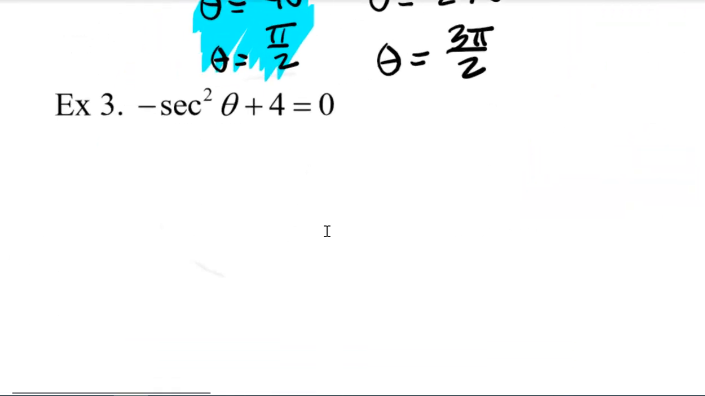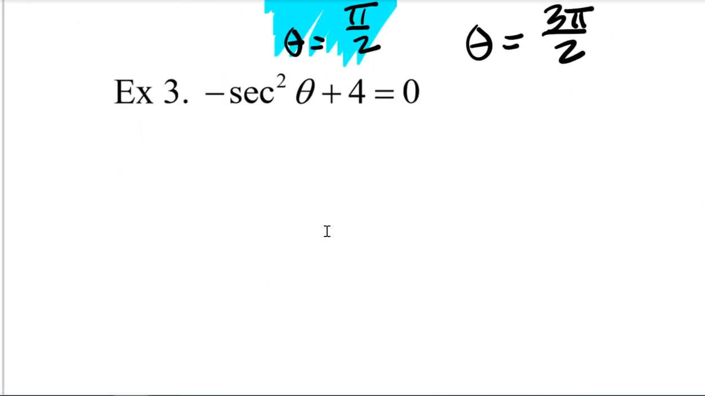So let's just take a look at example 3. This is very, very similar to the other problems that we've already done together. You want to isolate your trig function. Now notice there's a negative sign in front of that trig function, so that'll be something we have to contend with. First we'll start by moving over the negative 4. When you move over the negative 4, you'll get negative secant squared theta equals negative 4. And be careful, don't forget to carry that negative sign down with it.